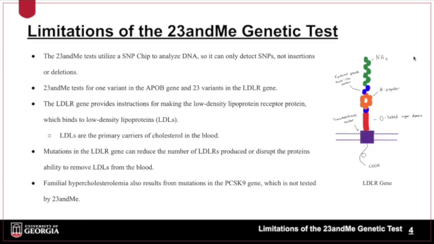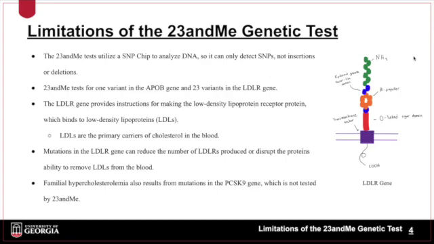The LDLR gene provides instructions for making the low-density lipoprotein receptor proteins, which bind to the primary carriers of cholesterol in the blood, or low-density lipoproteins. Low-density lipoprotein receptors sit on the outer surface of many types of cells, where they pick up LDLs circulating in the bloodstream and transport them into the cell. They are abundant in the liver. Mutations in the LDLR gene can reduce the number of low-density lipoprotein receptors produced within cells or disrupt the receptor's ability to remove LDLs from the blood.